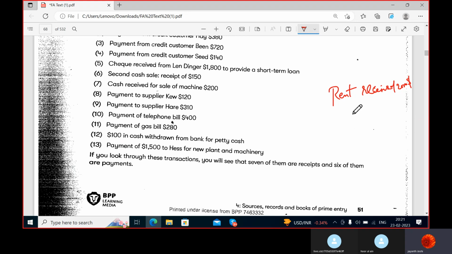Very simple. When I receive rent, I receive what in my hands? Cash. So cash account debit. Why cash account debit? Because it is an increase in asset. I am getting money. Suppose I have $0 in my account. Now I receive rent of $2,000, so my cash account has increased by $2,000. Increase in asset is debit. Rent received is an income, so increase in income is credit to rent received.